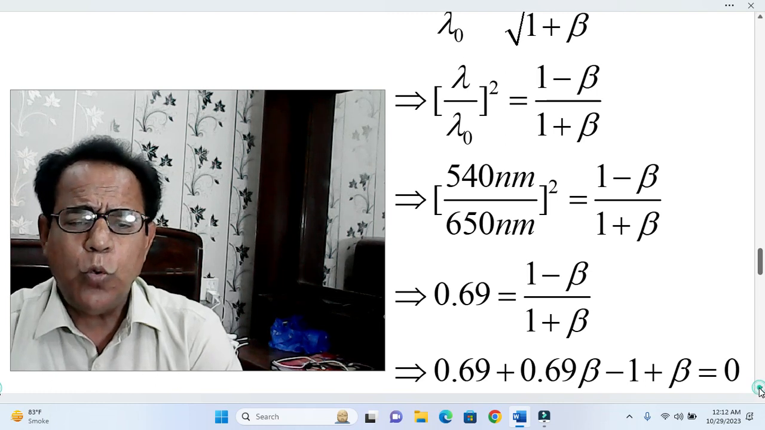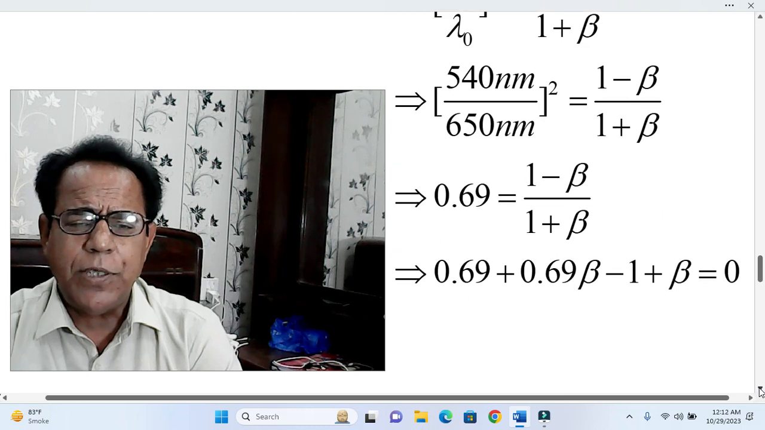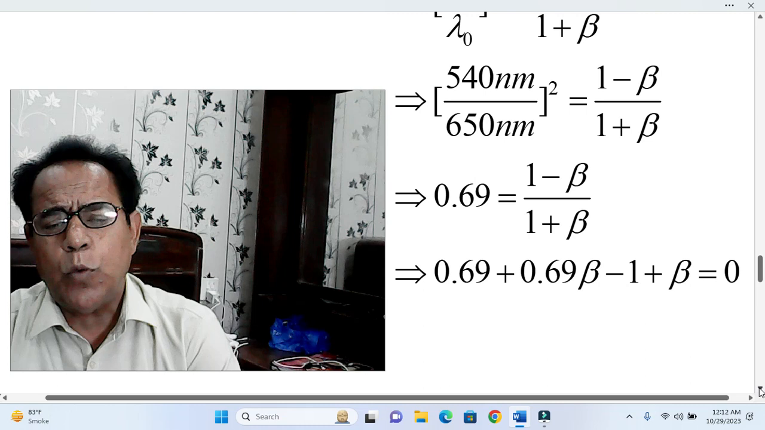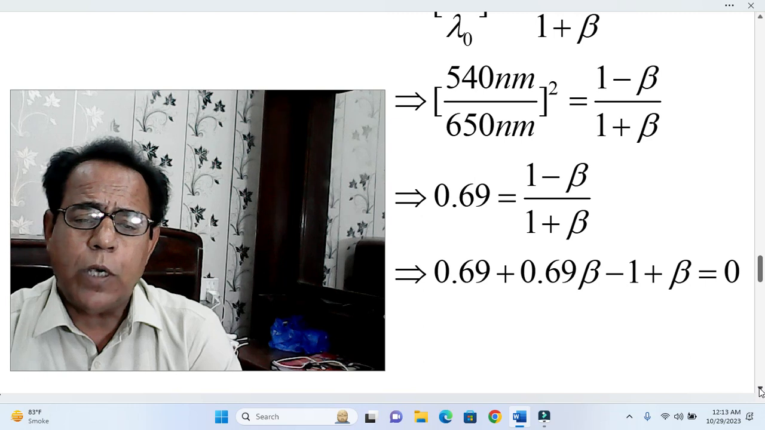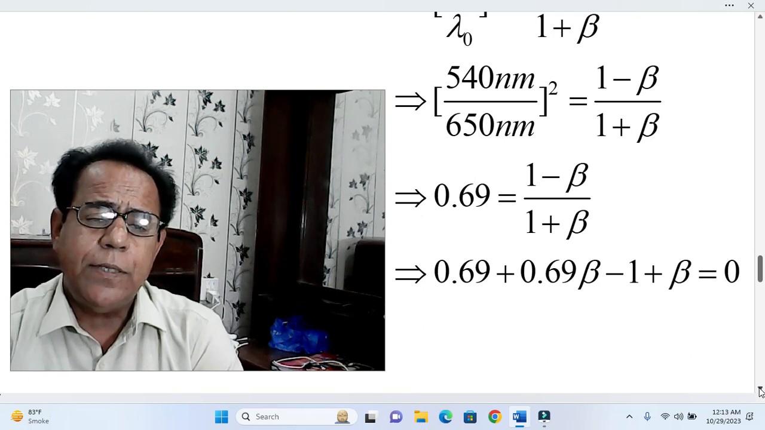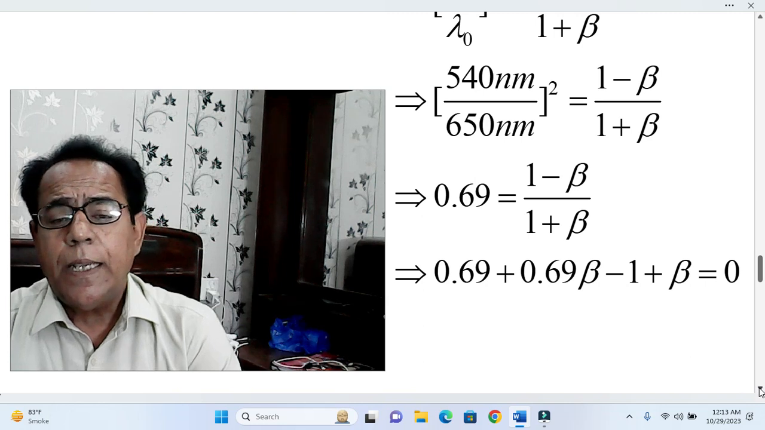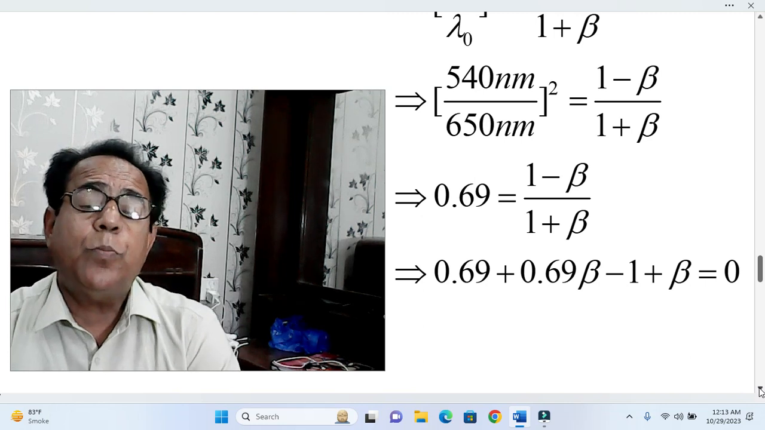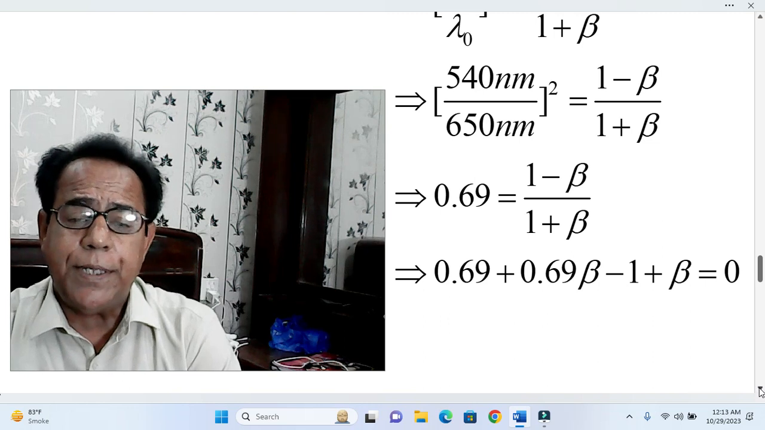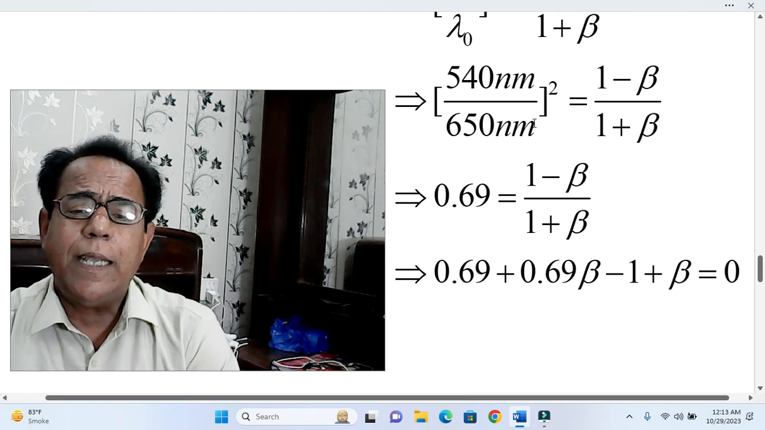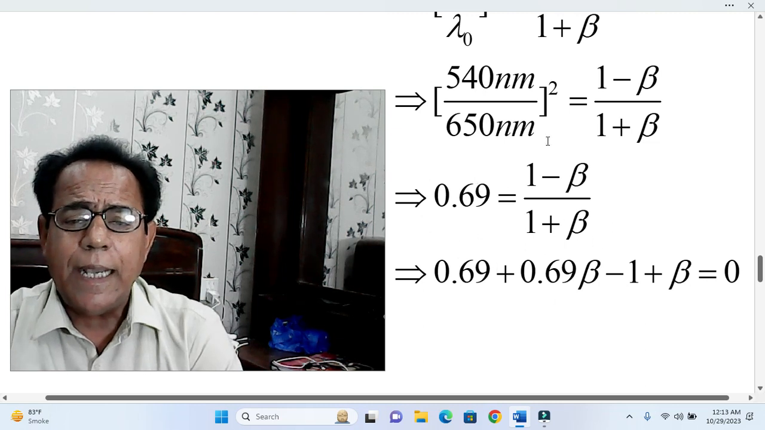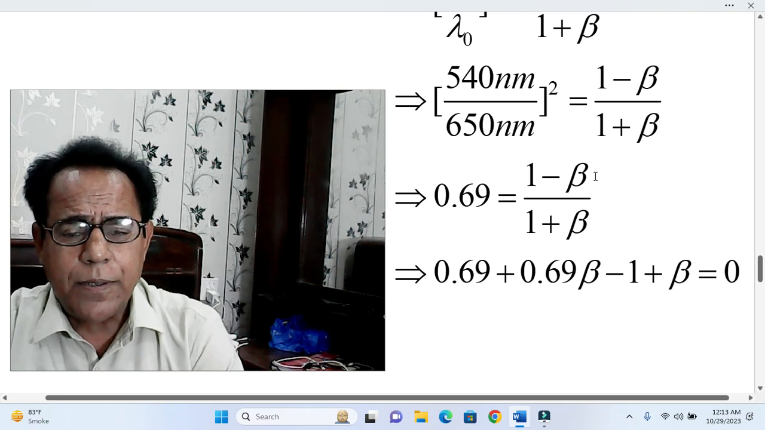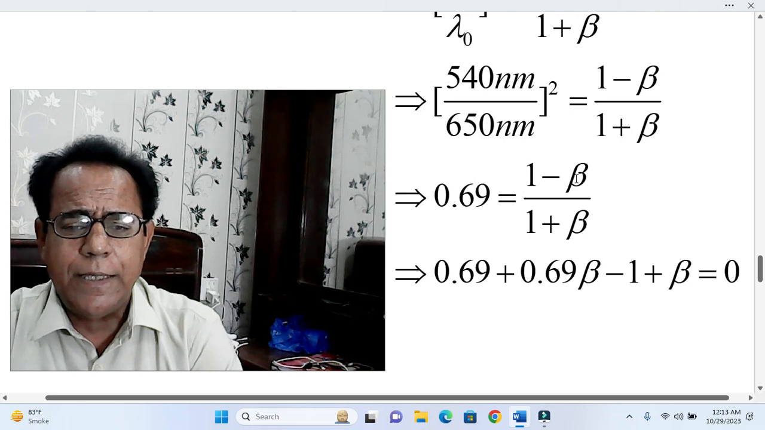We will be left with only a numerical value. So after simplification it becomes 0.69 equal to 1 minus beta over 1 plus beta. We will shift 1 plus beta in the denominator to the other side of equality, and it will be multiplied with 0.69, and hence we will get 0.69 plus 0.69 beta equals 1 minus beta. Actually this factor will be multiplied with this factor, and then this factor will be shifted to the other side of equality, and this 1 will become minus while this beta will become plus.